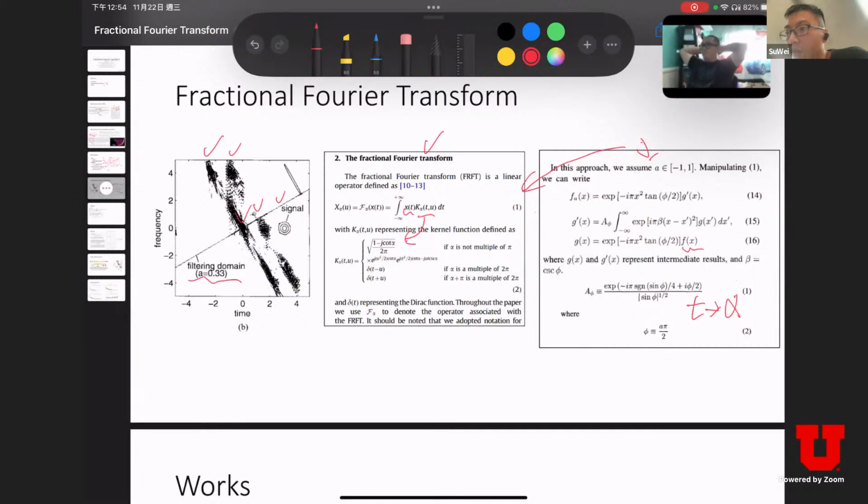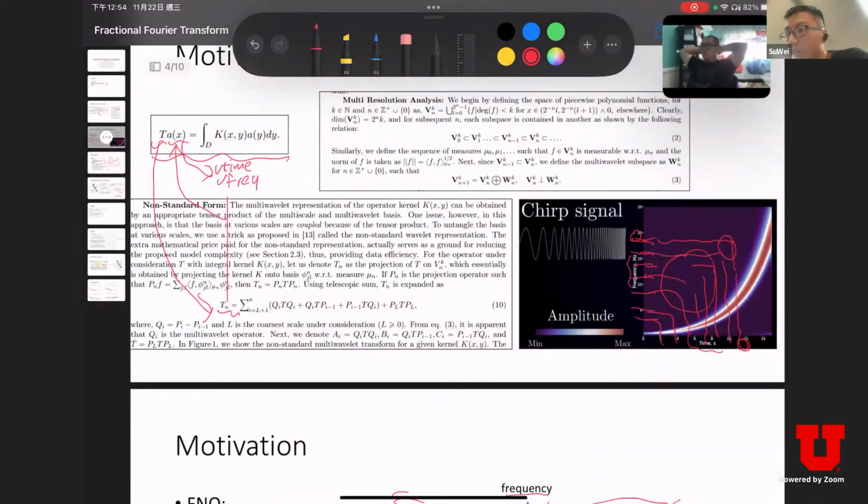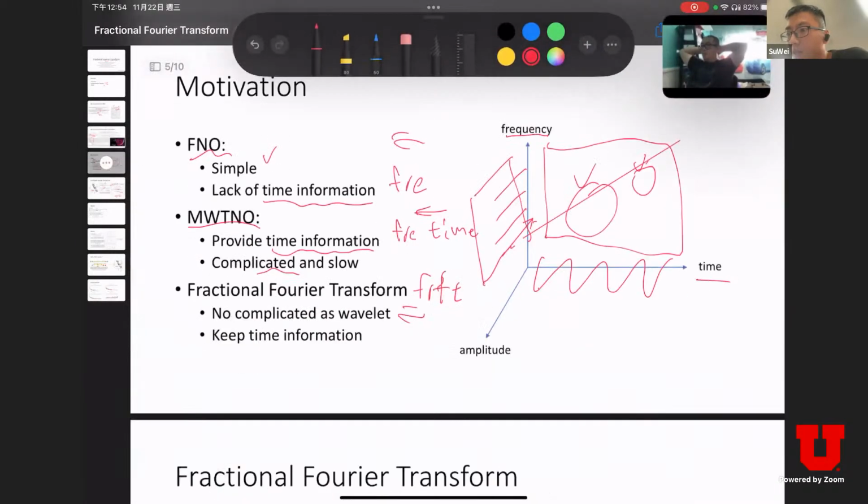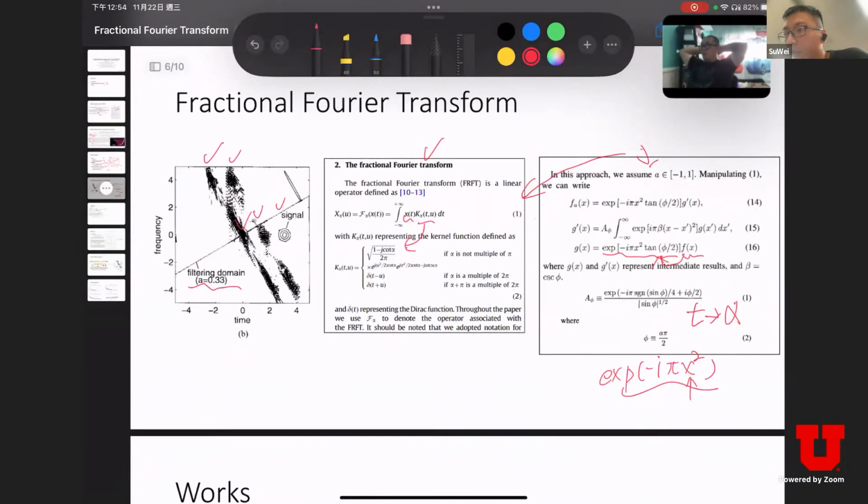So how do they do that? First, they multiply with a function they call the chirp function. A chirp function means the frequency goes up with time, just like the one over here. So as time goes on, the frequency goes up. The chirp can be found on Wikipedia.